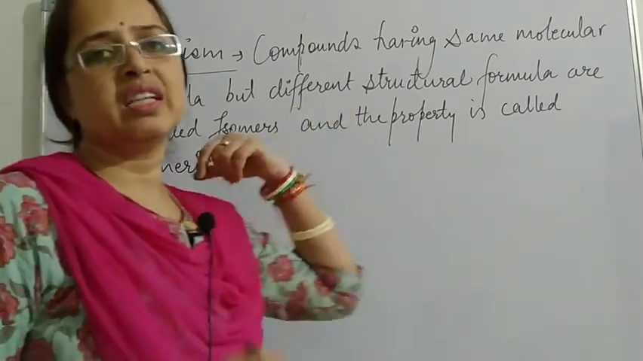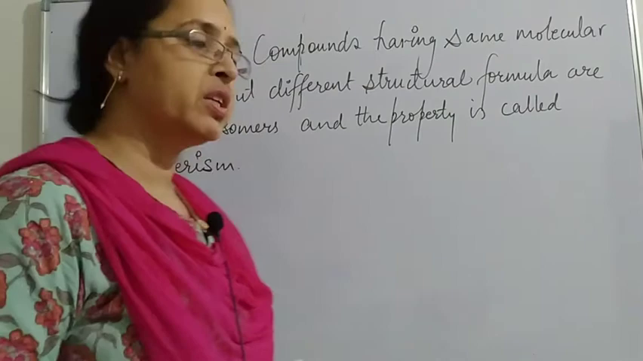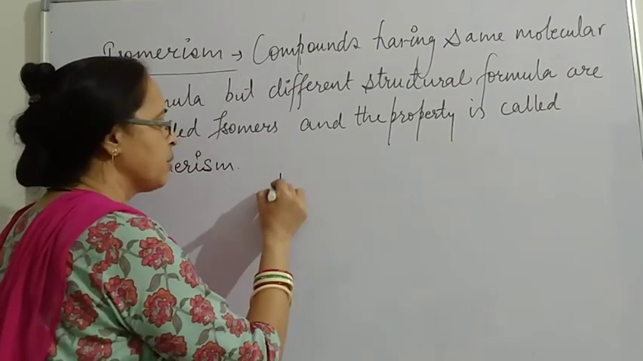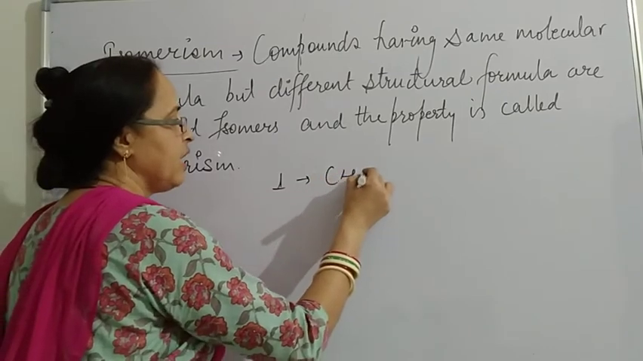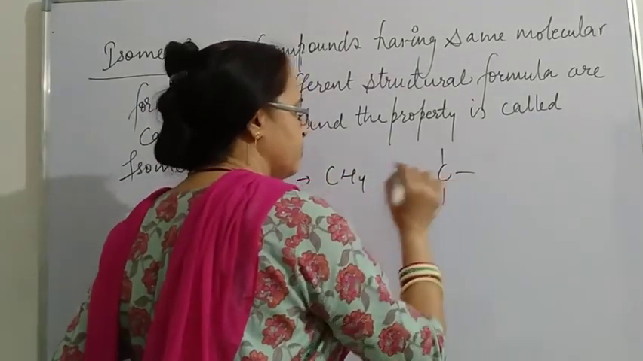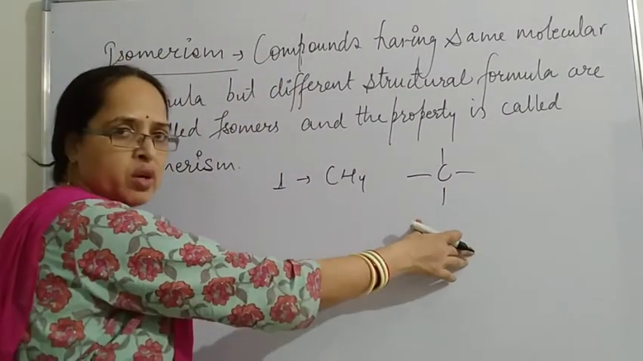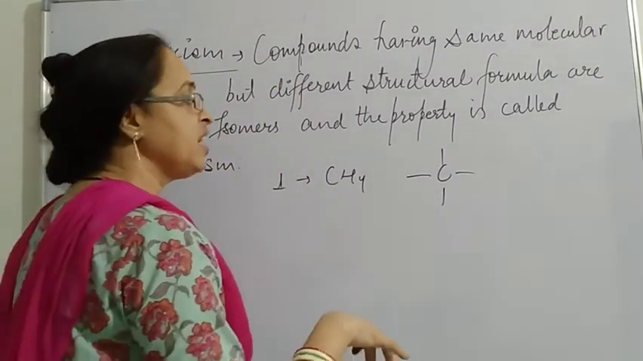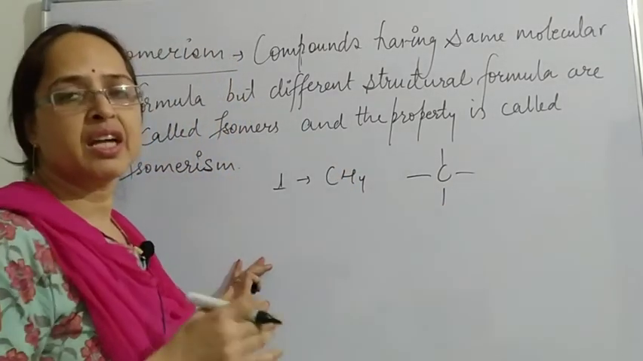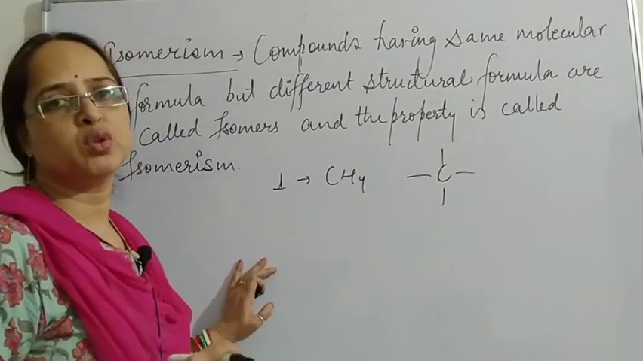Now what is this, how is it represented? We'll just look over here. If we talk about alkane, the first carbon compound is CH4. CH4 is written in this manner. This is the structural formula. In any case, when we write it in this manner, that means this methane does not show any isomer.